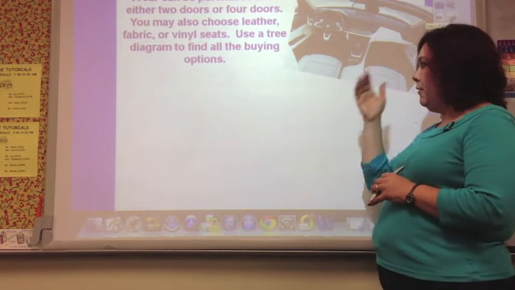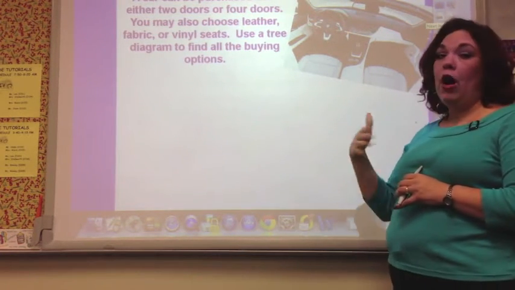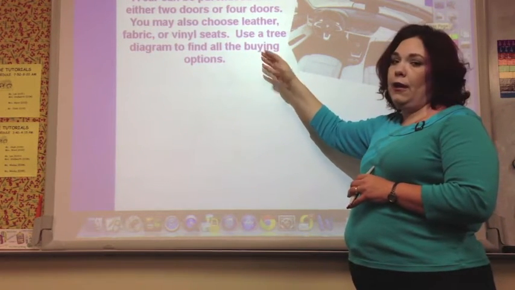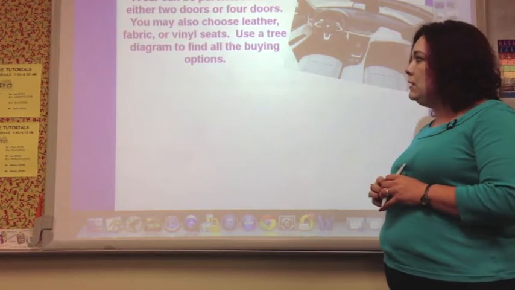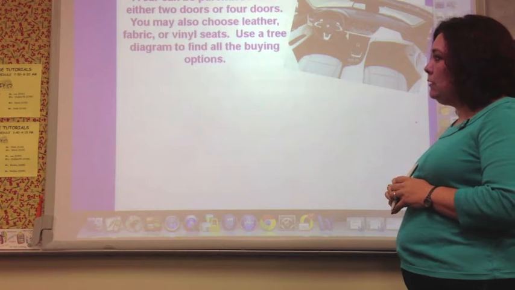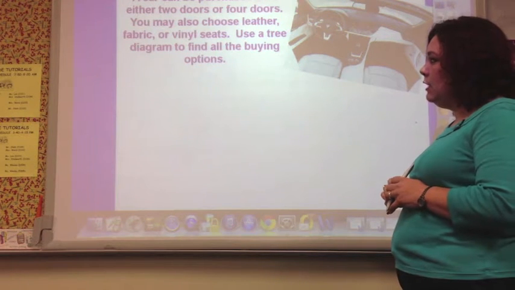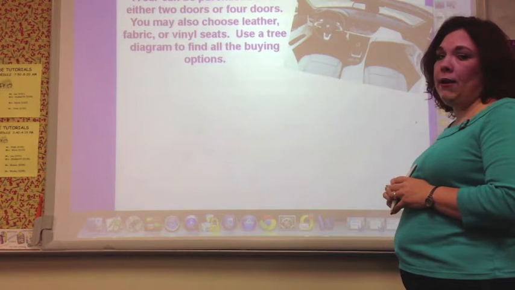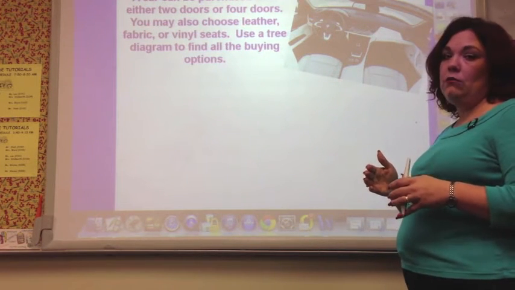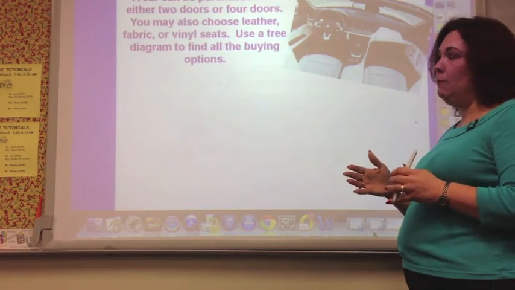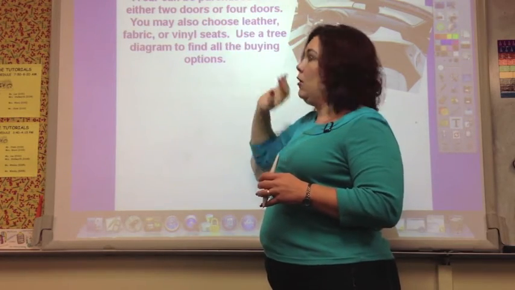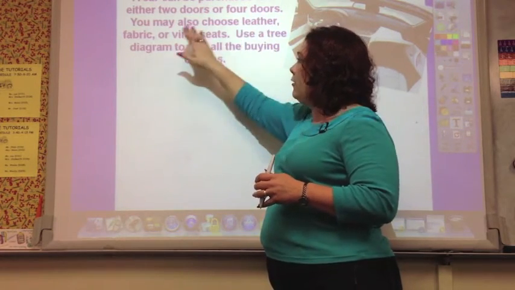You'll be given a problem and it'll have options, and then it'll ask you to find all the outcomes or the buying options. So this says a car can be purchased with either 2 doors or 4 doors. You may also choose leather, fabric, or vinyl seats. Use a tree diagram to find all of the buying options. So it always assumes that you can only choose one out of the different options that are available. So you can only choose either a 2-door or 4-door. You can only choose either leather or fabric or vinyl.